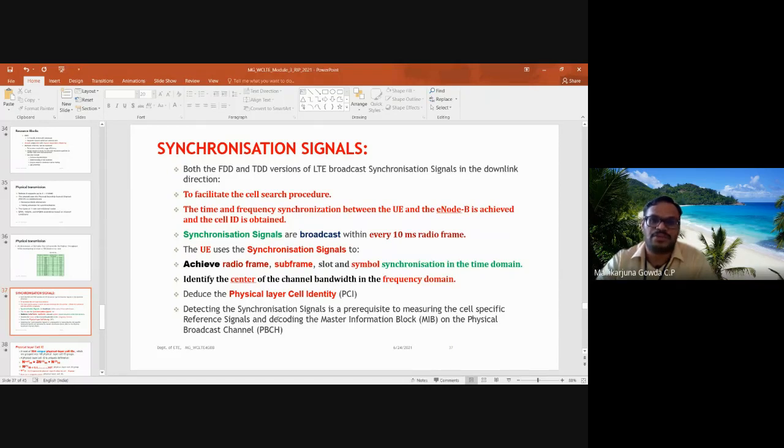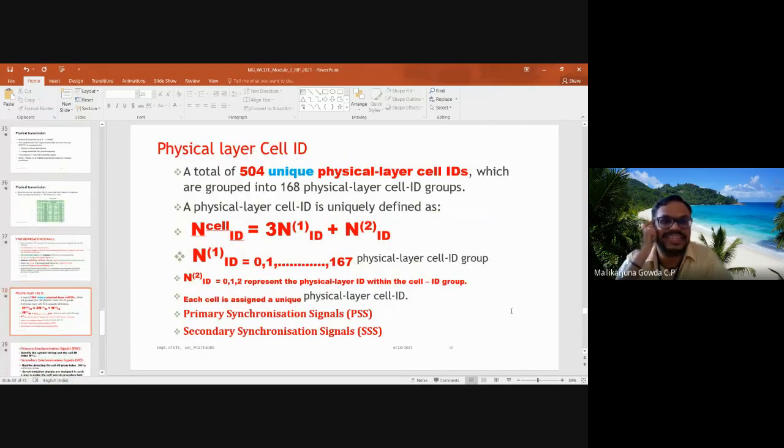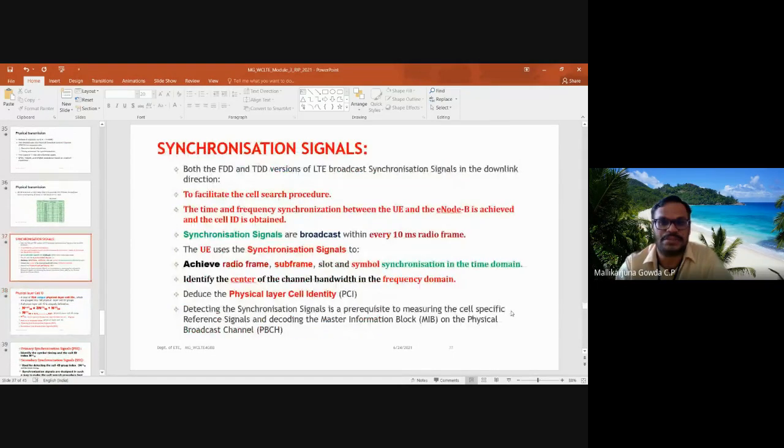So that is why, in the upcoming slides, I will be using the terms which I said in the morning class: reference signals, that is user equipment cell specific reference signals. So I should be able to understand what it is. Let me now tell about the physical layer cell ID. I was telling in the previous slide that synchronization signals are able to deduce the physical layer cell identity.